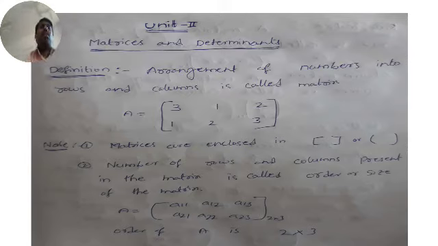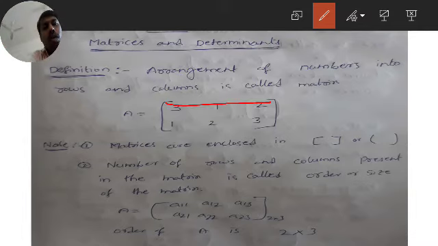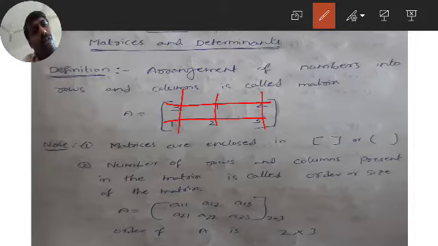So matrices and determinants. First of all, the definition of a matrix. Arrangement of numbers into rows and columns is called a matrix. So what is a matrix, guys? You have to arrange the numbers into rows. These are the rows. And these are the columns. Rows and columns. Arrangement of numbers into rows and columns is called a matrix.